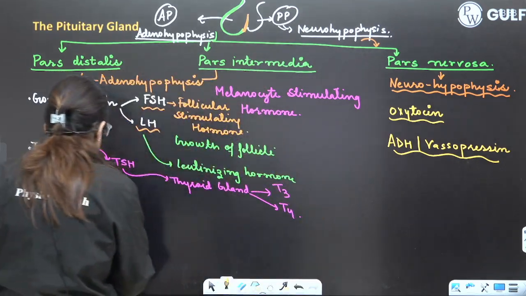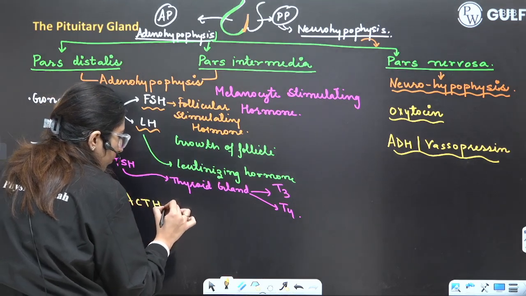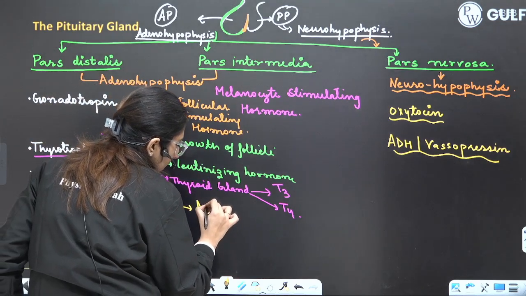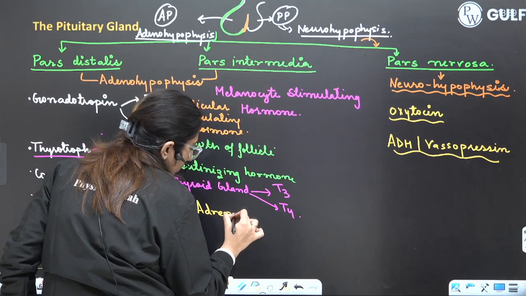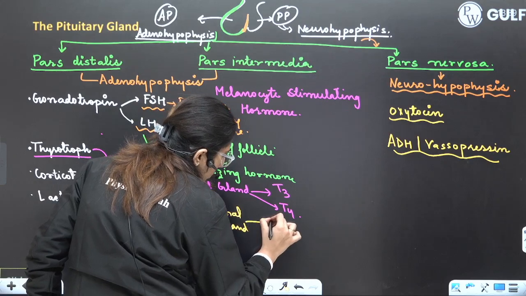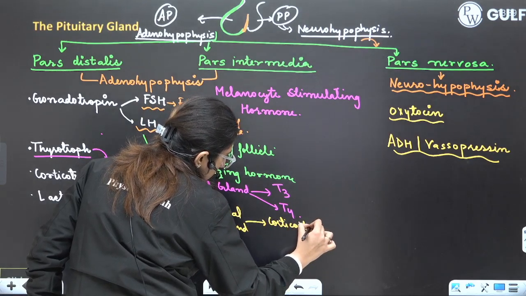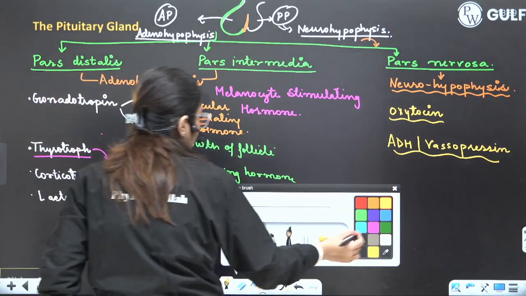Corticotroph is the ACTH, adrenocorticotropic hormone. This goes to the adrenal gland, and the adrenal gland in turn secretes the corticoids. Corticoids are life-saving, in fact.